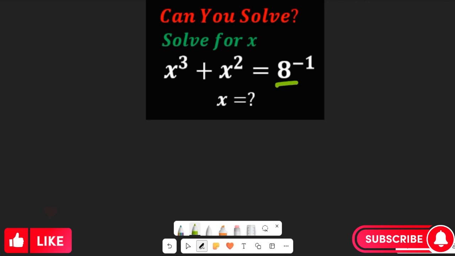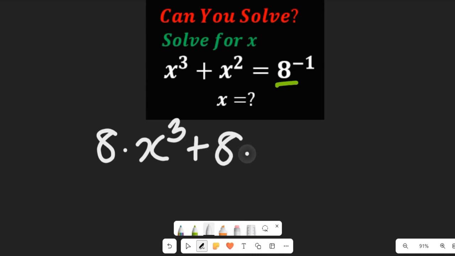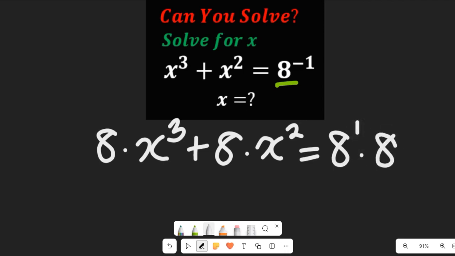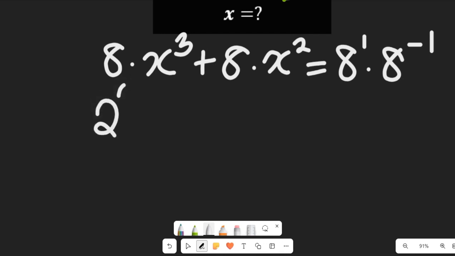Now, let's get started. If we multiply both sides by 8, we are going to have 8 multiplied by x to the power of 3 plus 8 multiplied by x to the power of 2, and this will be equal to 8, which is also 8 to the power of 1 multiplied by 8 to the power of negative 1. Great.